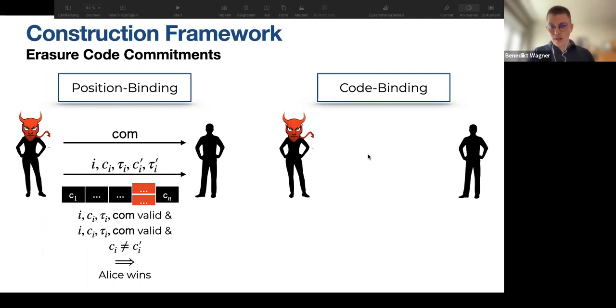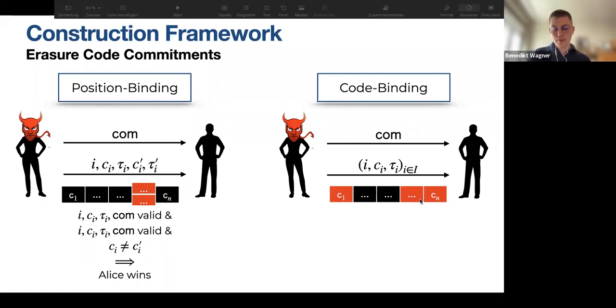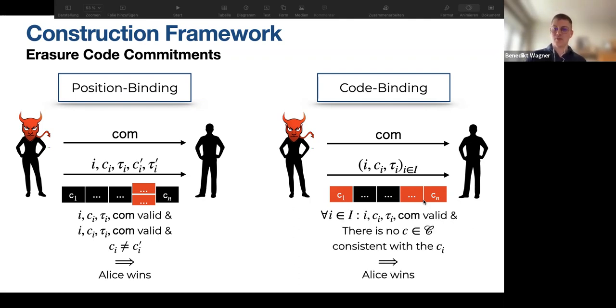And here we have, again, Alice. She outputs a commitment, same as before. But now what she outputs is just a set of openings, so a subset of this code word. And Alice wins if these are not consistent with the code, right? So there's no code word that is consistent with these openings. Okay, what does that mean?